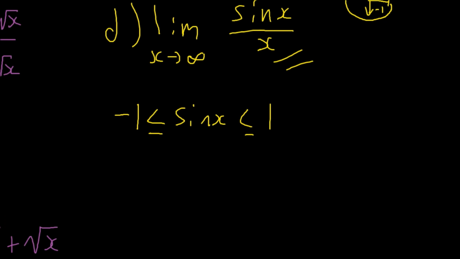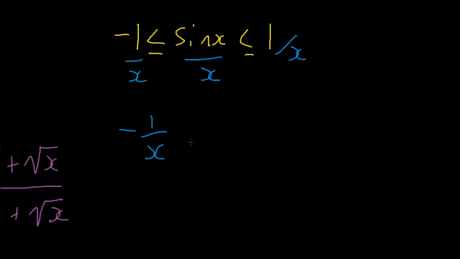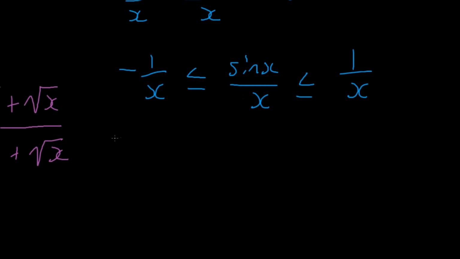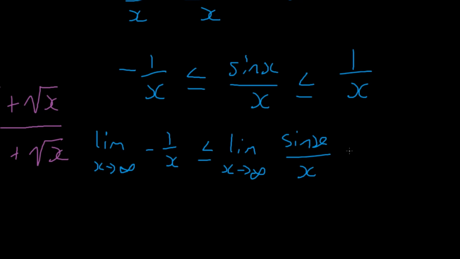Well, all we have to do is just divide each of the terms by x. Now we know that -1 over x is less than or equal to sine x over x less than or equal to 1 over x. And now, let's just apply a limit to each of these terms. Limit as x approaches infinity of -1 over x less than or equal to the limit as x approaches infinity of sine x over x less than or equal to the limit as x approaches infinity of 1 over x.